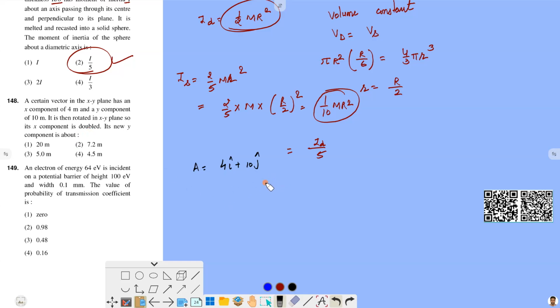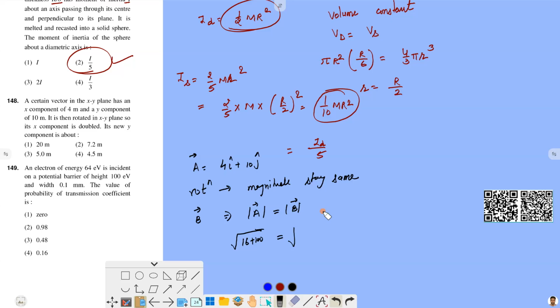Now this vector is rotated. Now what happens with rotation? When a vector is rotated, its magnitude stays the same. So after rotation, suppose it becomes vector B. Initially it was A, after rotation it becomes B, and we know that due to rotation, the magnitude of A will be equal to the magnitude of B. Now the magnitude of A is under root 16 plus 100.